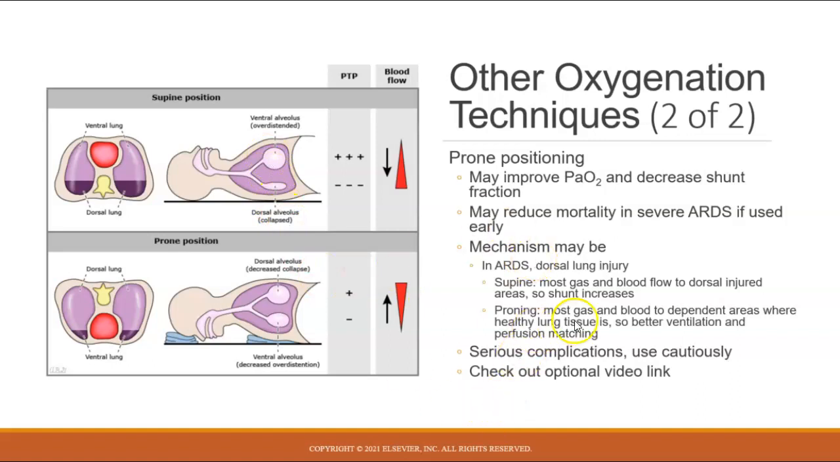In prone positioning, most of the gas and blood are going to go to those dependent areas where the healthy lung tissue is. So you're going to have better ventilation and perfusion matching. I felt this visualization over here was very helpful for understanding how ventilation and perfusion are affected during prone positioning.